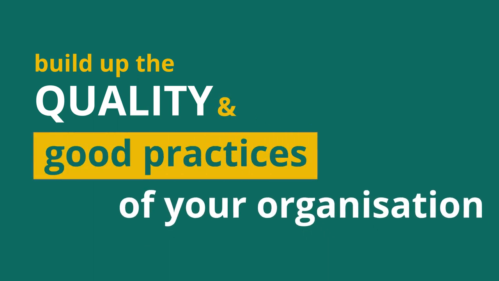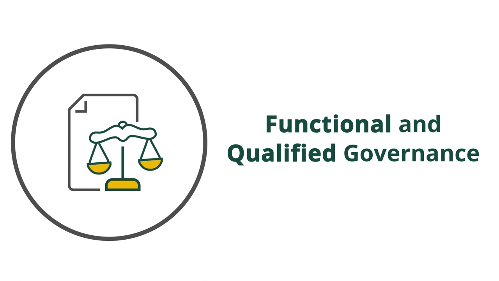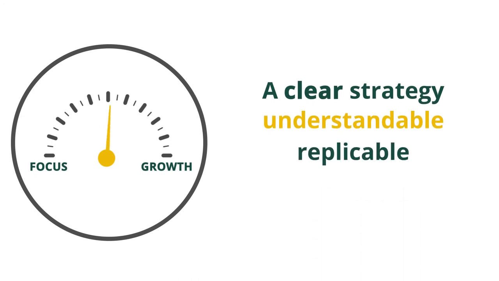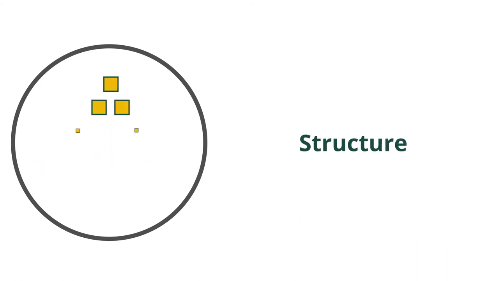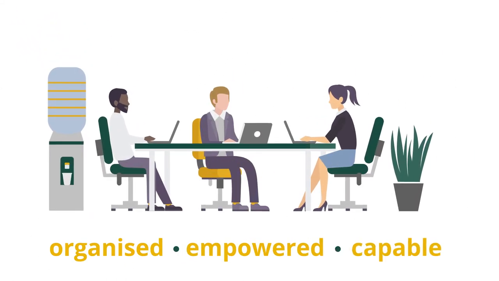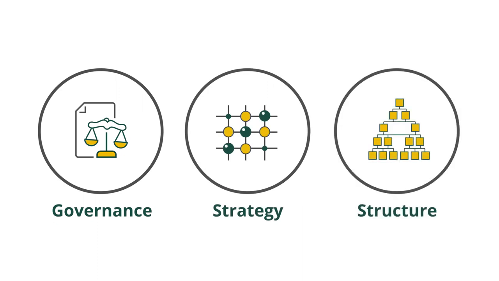As a BDS provider, it's important to have functional and qualified governance, ideally including involvement of successful entrepreneurs who know what it takes to grow significantly. A clear strategy with a healthy balance between focus and growth, understandable, replicable, and adaptable, regardless of industry vertical, size, and stage of business. A structure for consistently delivering quality, including the ability to plan well and having an organized, empowered, and capable team, eager to learn and continuously improve. Having these high-level traits embedded in your strategy will strengthen your delivery and improve the chances of success for you and your participants. At Argidius, we want our partnerships to help the organizations we work with improve these key dimensions of their organizations.